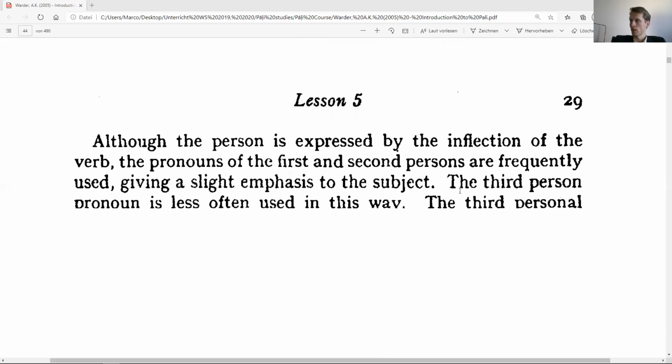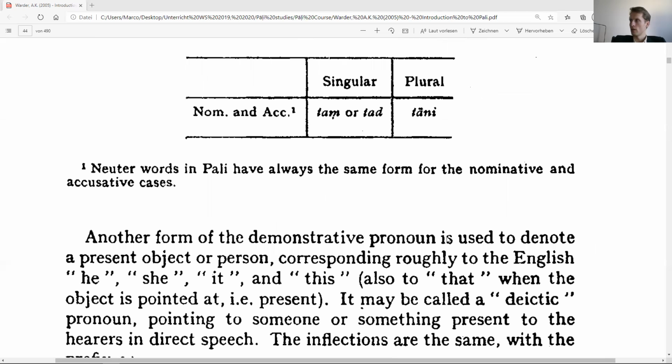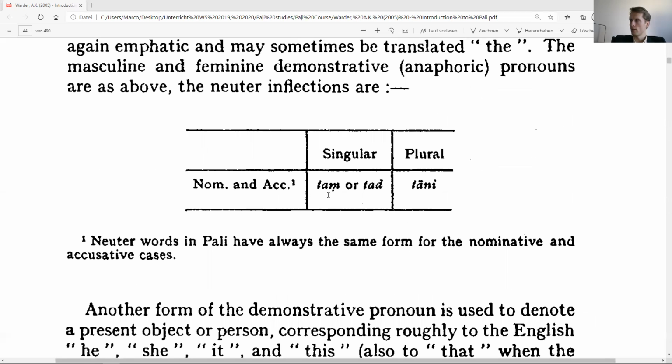And then we have the neuter, singular, nominative, and accusative, tam and tat, and then plural, tani. Neuter words in Pali have always the same form for the nominative and accusative cases.